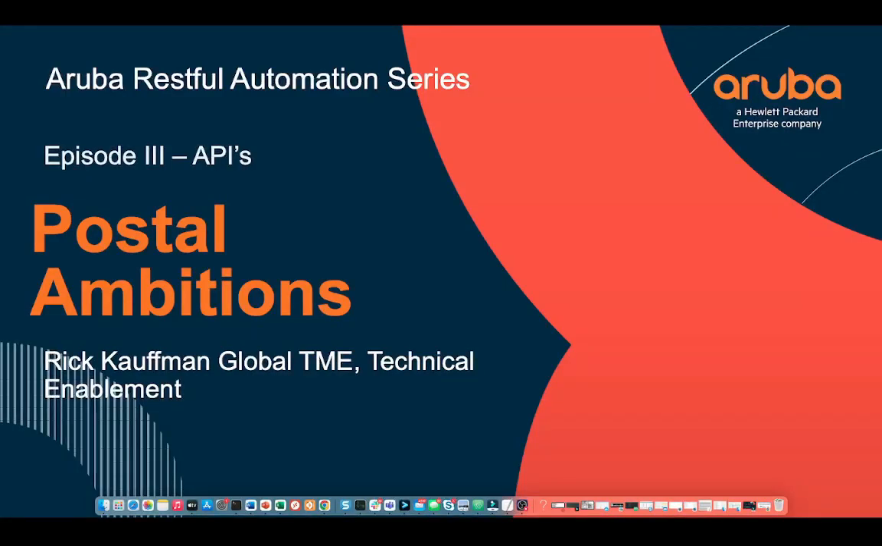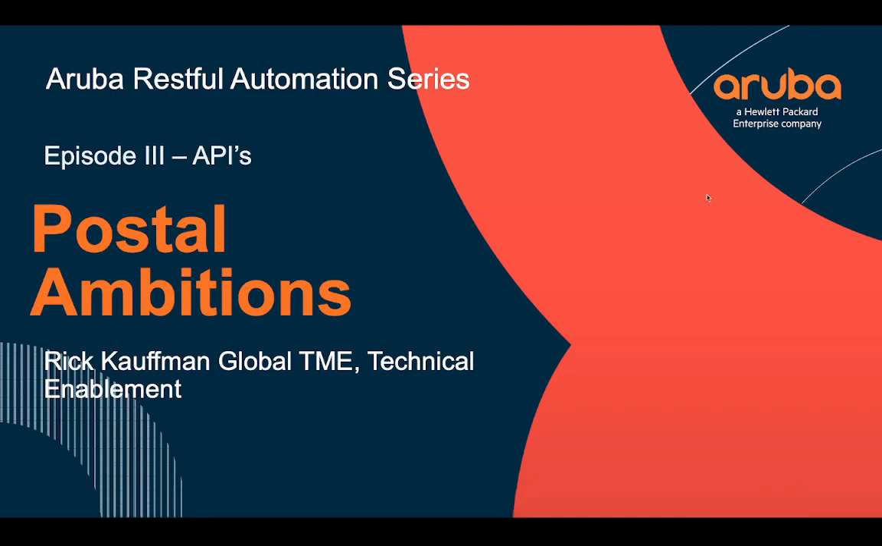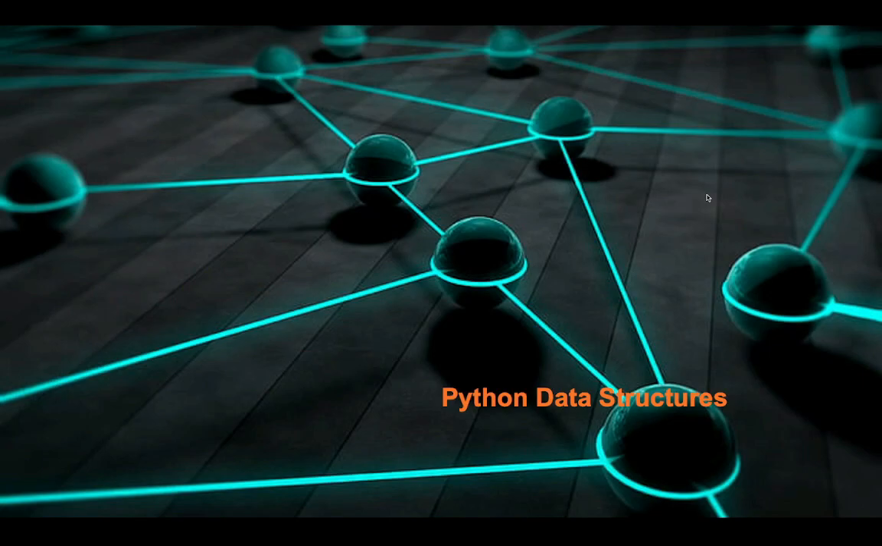Okay, we made it to the lecture part of the Aruba Restful Automation Series, episode 3. I call this Postal Ambitions because we're going to use the HTTP verb post to actually put some information on a remote system. We are going to have a conversation with that system, and that conversation is going to be wrapped up in JavaScript object notation or JSON. So we need to kind of understand what's going on with the whole JSON thing so we can have this conversation with the remote system.